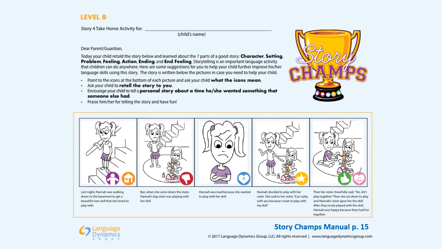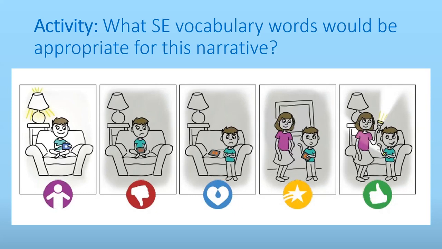And then this is just like the more advanced, the level B. This is what that looks like. And then our final activity right here, this is not a story in Story Champs. So this is something new.